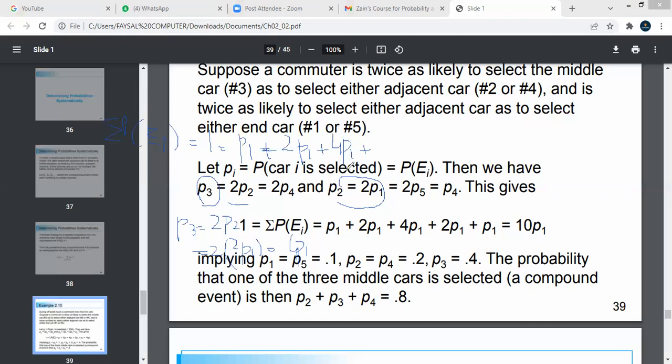Now I have to find the value of P4. So my P4 equals P2, and P2 equals 2P1, so it will be equal to 2P1. And my last one is P5. So I have 2P1 equals 2P5. This P and this P will cancel, so P5 equals P1.